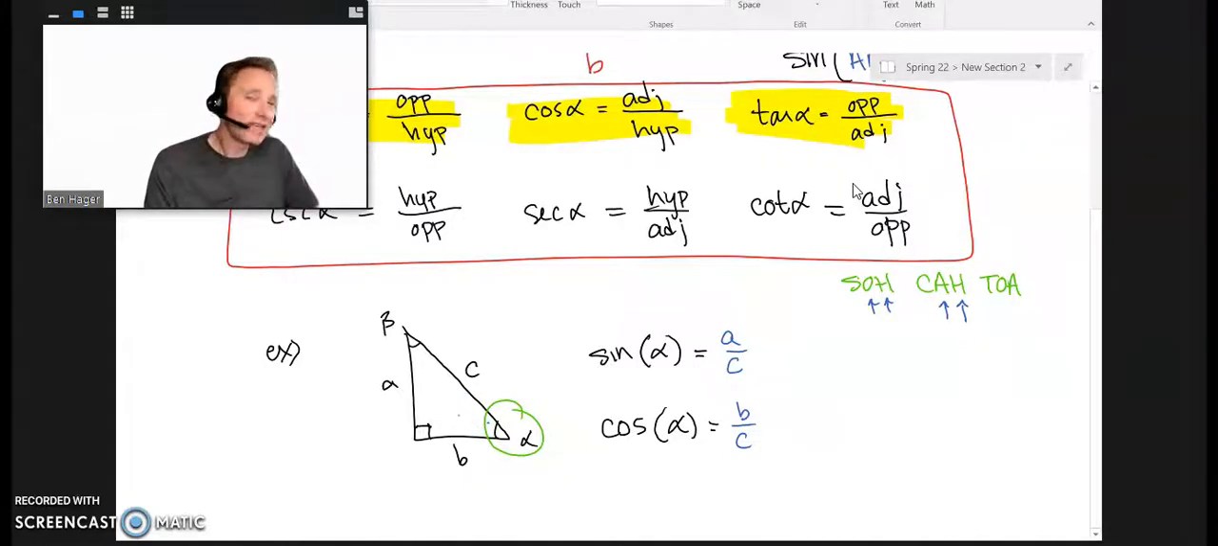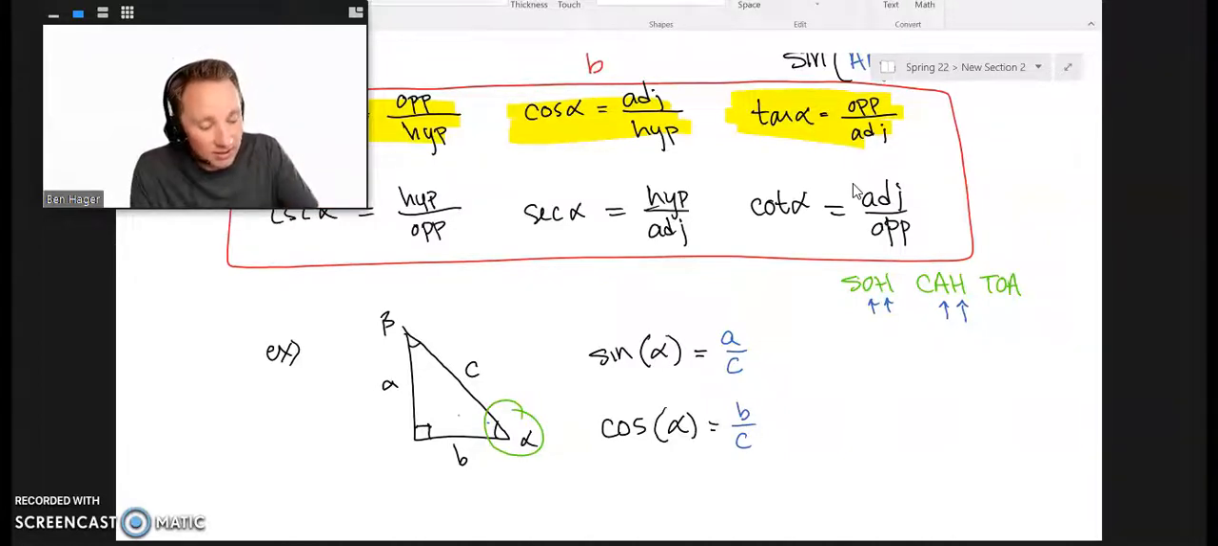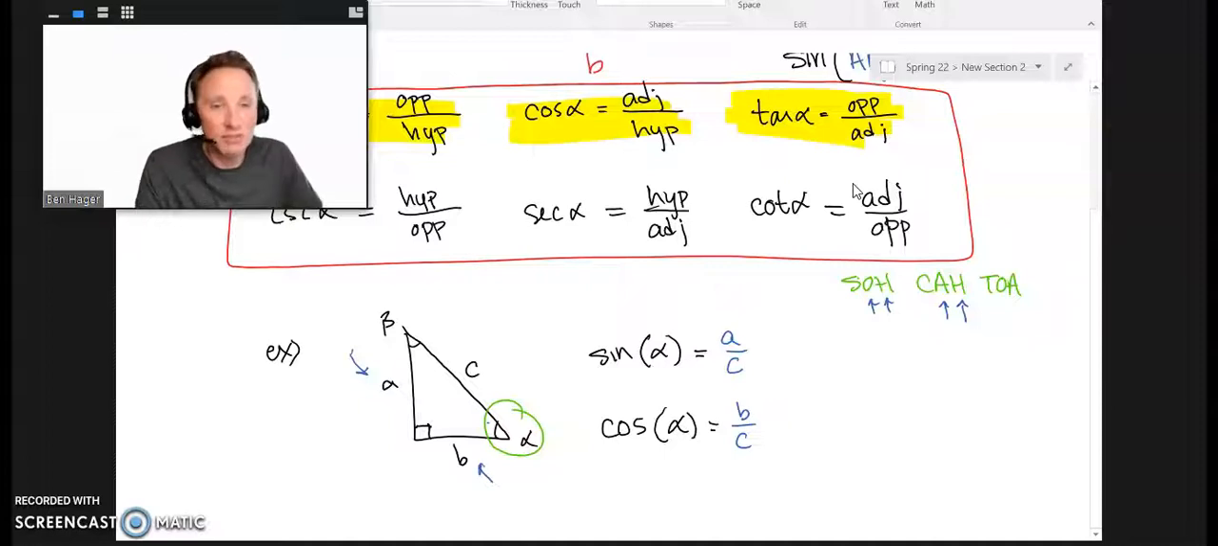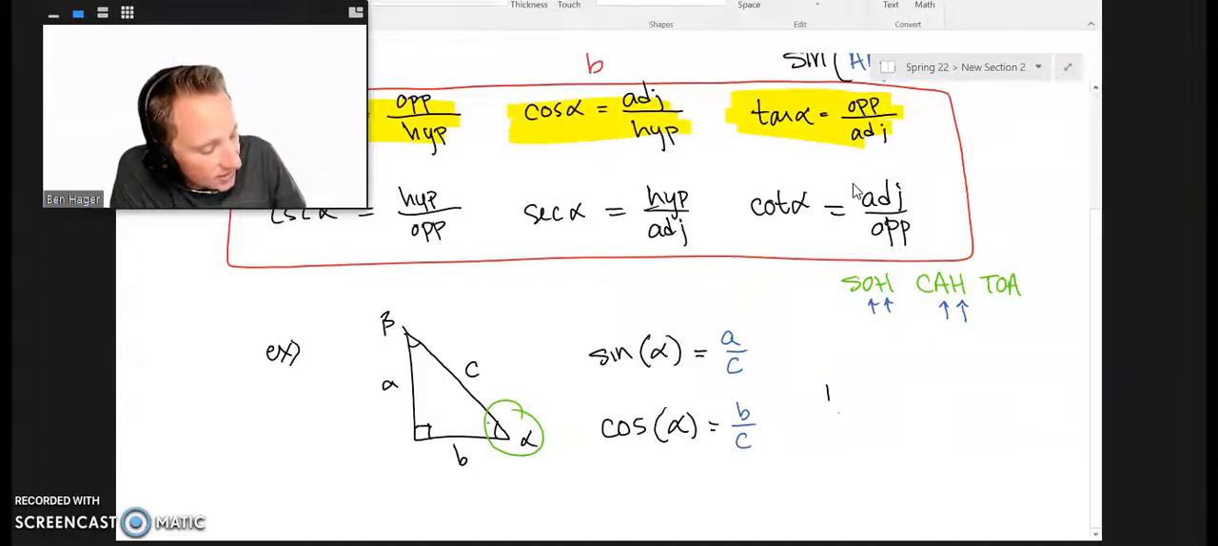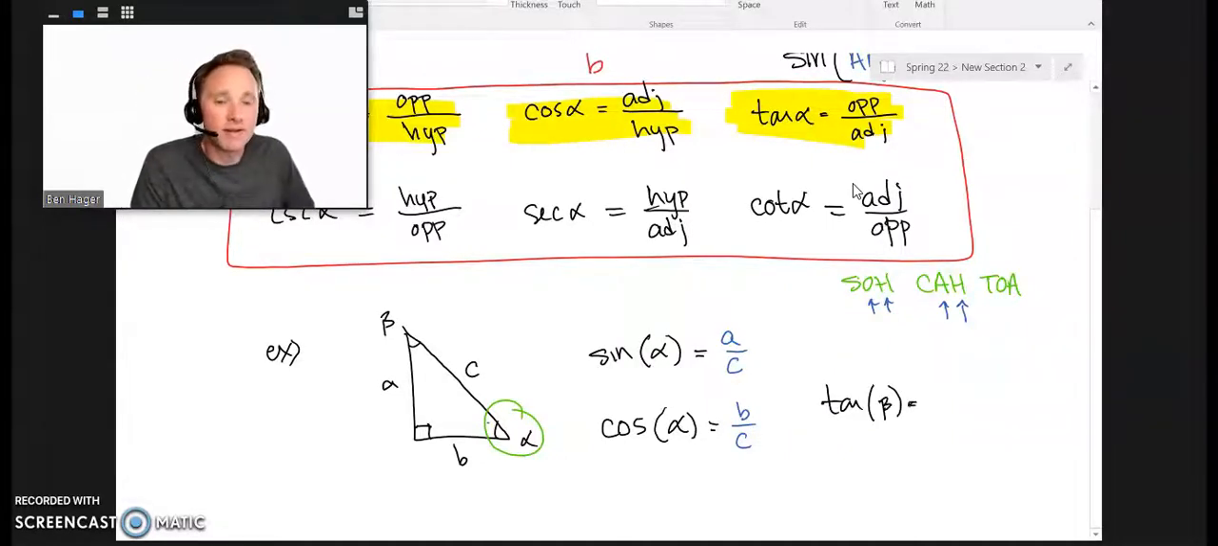And again, it's not like sine of alpha is always A over C, and cosine of alpha is not always B over C. From problem to problem, these are going to change. They might be numbers, right? So it's not like it's always A, B, and C, but we're just using it in this diagram to set up these ratios. Let's change things up and use a tangent of angle beta. Let's give that a shot.